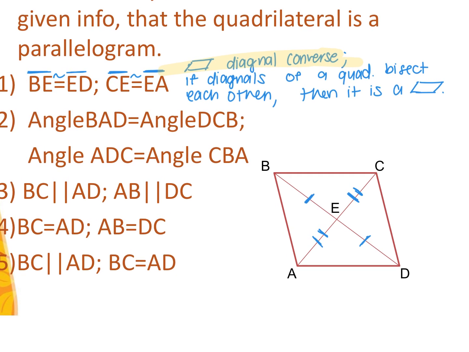All right, looking at the next one. Angle BAD. So I'm going to draw that angle right here. Angle BAD is congruent to angle DCB, and angle ADC is congruent to angle CBA. Looking at that, what theorem did we use? Are we dealing with angles or sides? So I know I have to have some sort of parallelogram, angles, converse, but I'm missing a word.